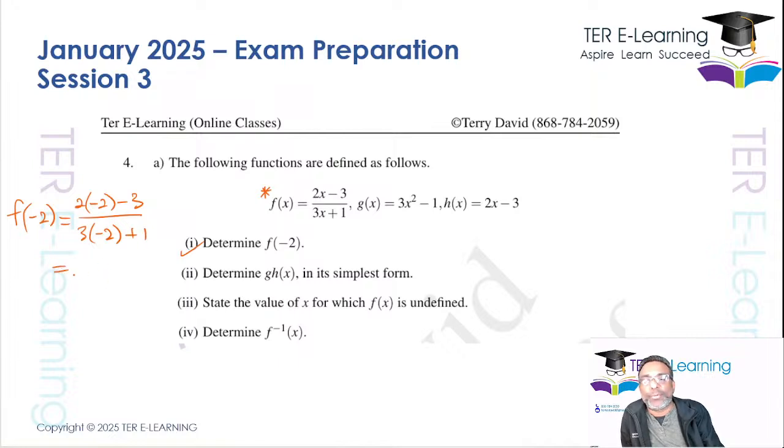Now you have to be careful with questions like these. -2 multiplied by 2, you're going to get -4, minus 3, all over 3 by -2 is -6, plus 1. -4 minus 3 is -7, and then -6 plus 1 is -5. So the answer is going to be 7 over 5.